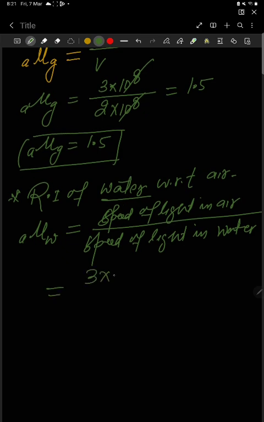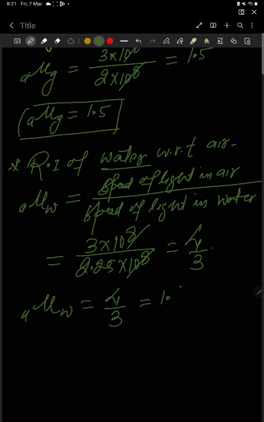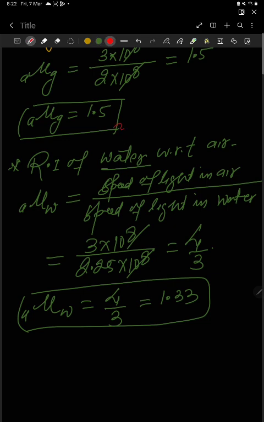So speed of light in air is 3 into 10 to the power 8 meter per second, and speed of light in water is 2.25 into 10 to the power 8 meter per second. Okay, so 10 to the power 8, 10 to the power 8, it is going to cut and it will come 4 by 3, or it can be written as 1.33. So this one is the refractive index of water. Now this one is the refractive index of glass, and this one is the refractive index of water.